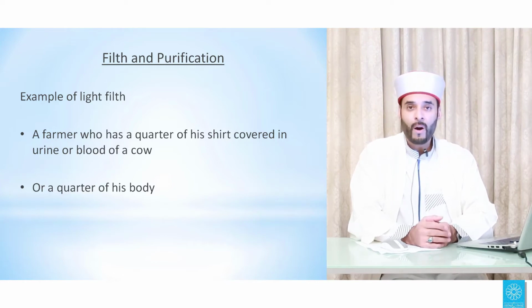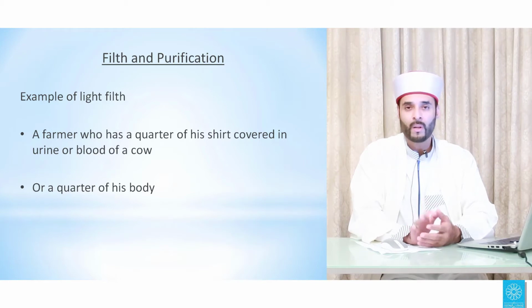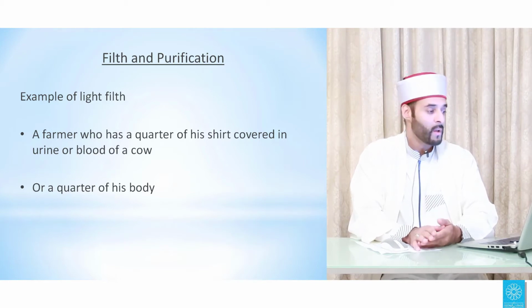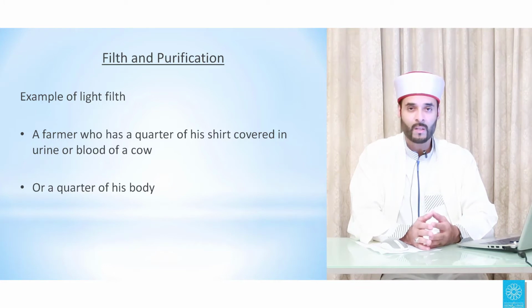Now, for farmers, it's extremely difficult, as any farmer will tell you, to keep themselves clean from filth. They're working in very close contact with animals. Not only that, sometimes they're having to deliver babies as well. And in instances where farmers work with animals, they're always going to have a certain amount of filth on them. So an example of heavy filth would be a farmer who has a quarter of his shirt covered in urine or the blood of a cow. That's considered light filth.